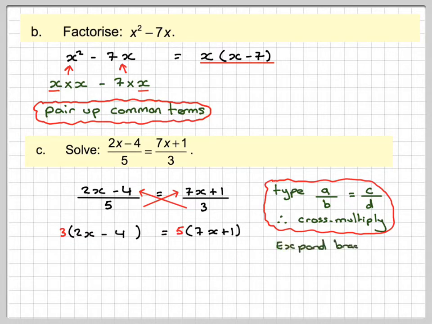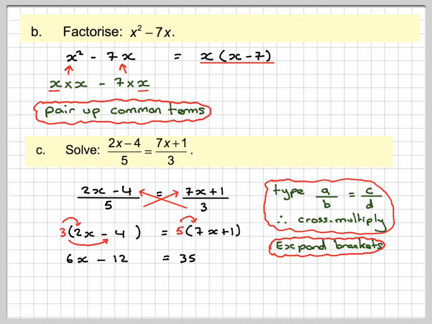Expanding the bracket, we get 3 times 2x, which is 6x, and then 3 times minus 4, which is minus 12, is equal to 5 times 7, which is 35x, and then 5 times 1, which is 5. Normally you look for the lower term of the x's, which is 6x, and then subtract that from both sides. If you do that, on this side you're going to get minus 12. Be careful with the sign.